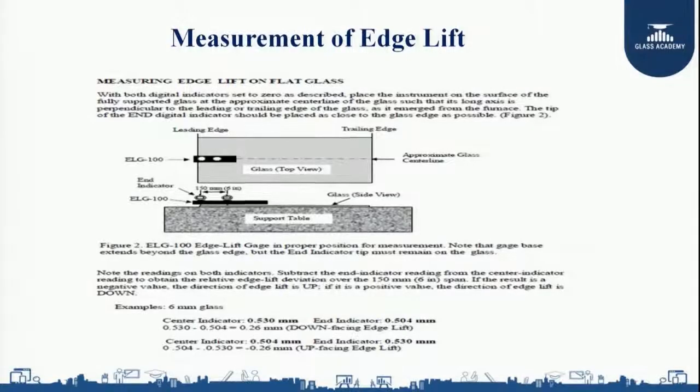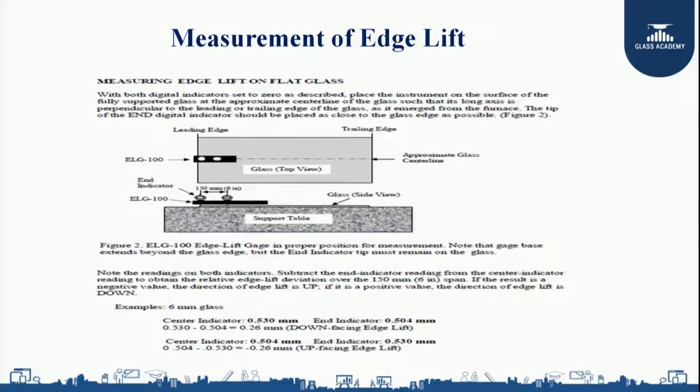Now the same concept that we have discussed so far, you can see here, measurement of edge lift on a flatness table with the help of an edge lift gauge. I am taking the glass and placing it on the flat support table, and I am moving the edge lift gauge across the surface of the glass, making sure that the end gauge is exactly matching the end edge of the point.